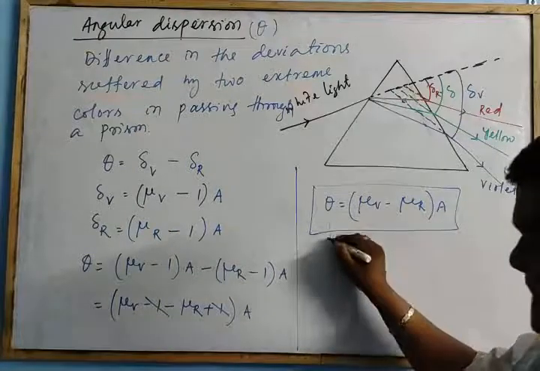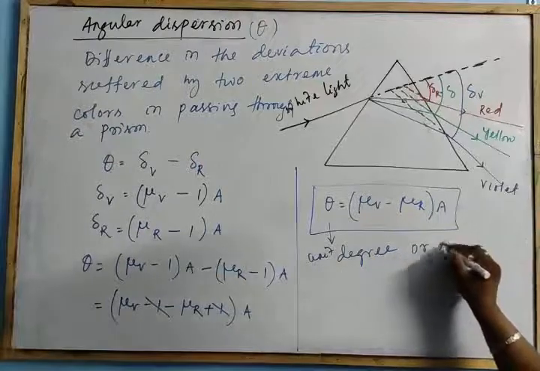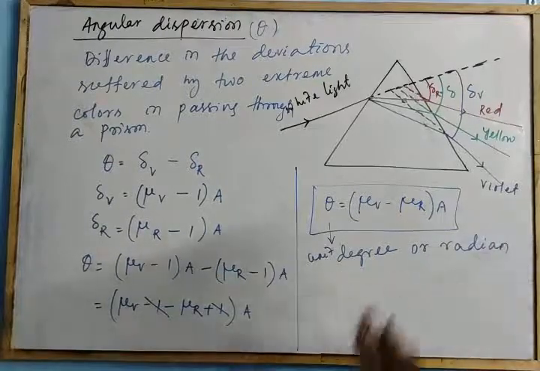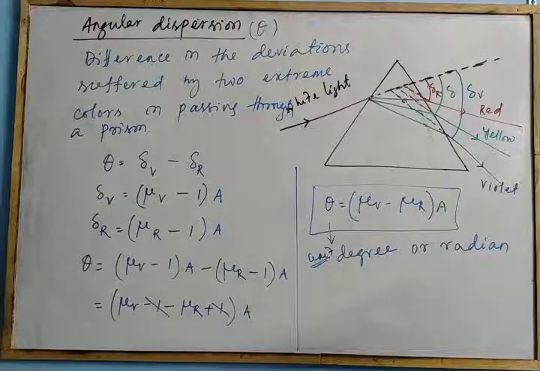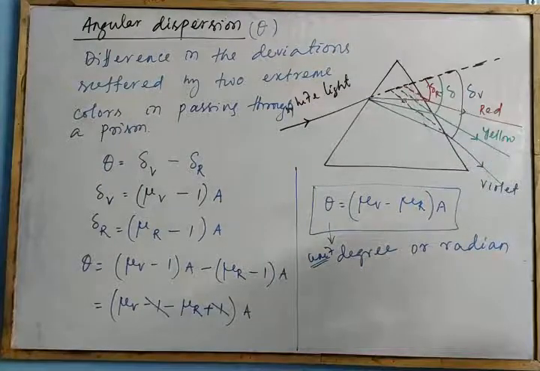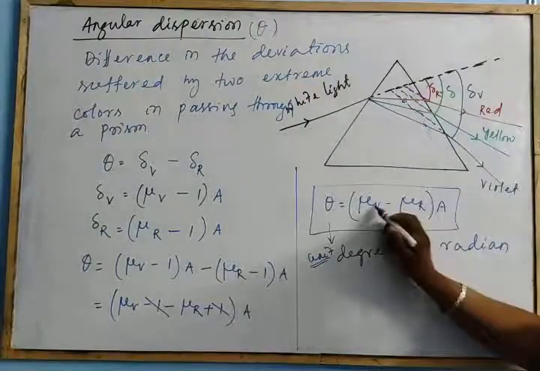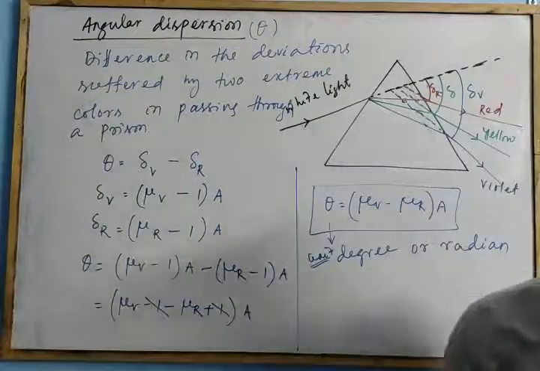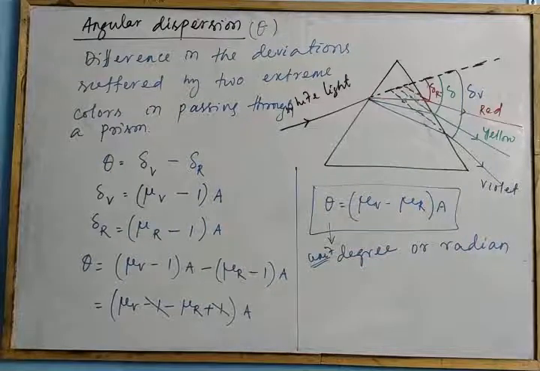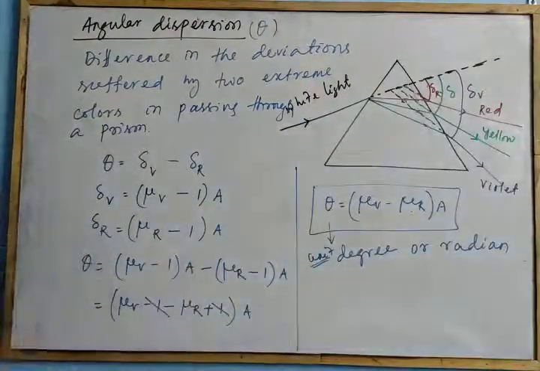Its unit is degree or radian, like your angle, the unit is degree or radian. Clear? So this angular dispersion, for the two extreme colors of white light, is equal to the refractive index for violet minus the refractive index for red, into the angle of the prism. Clear? So this is the angular dispersion, right? And it depends on the angle of the prism and the nature of the material of the prism. Clear?